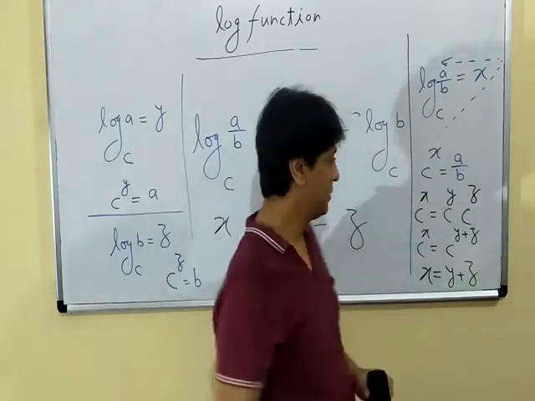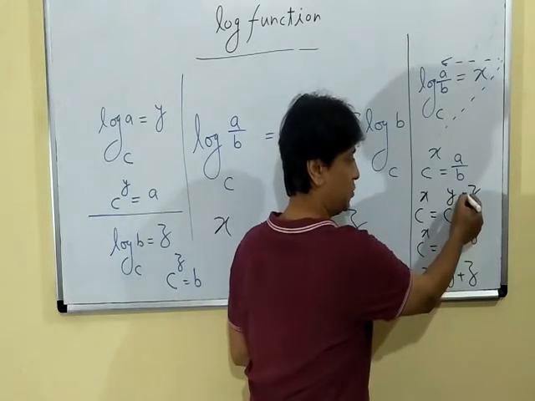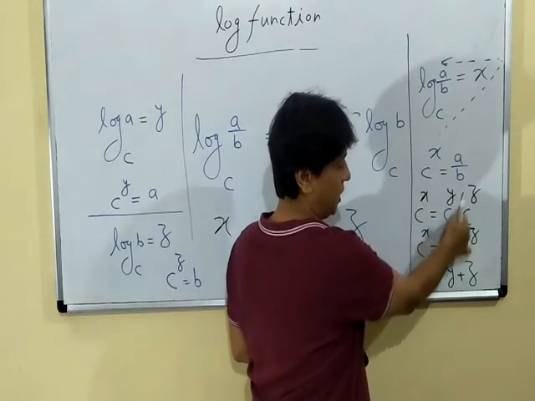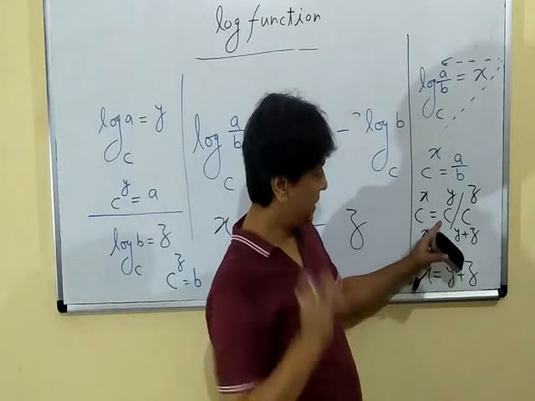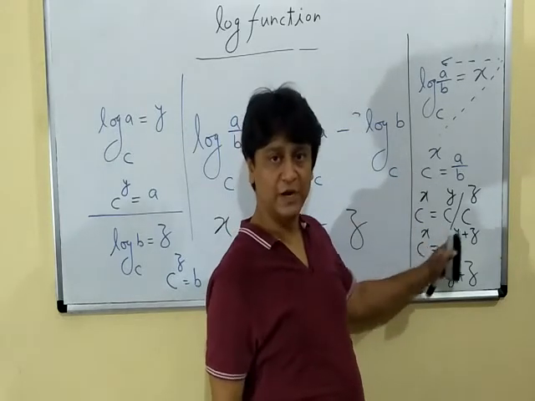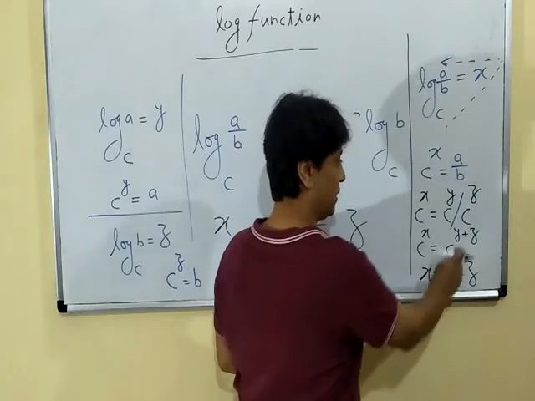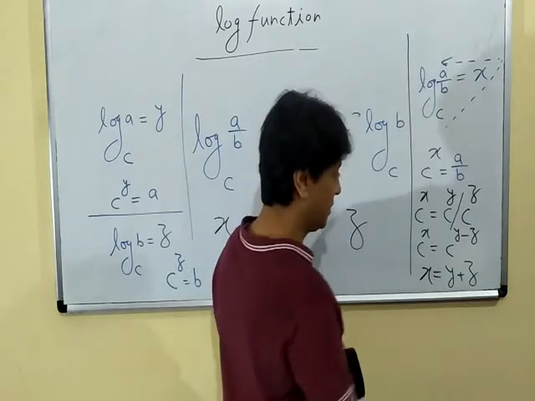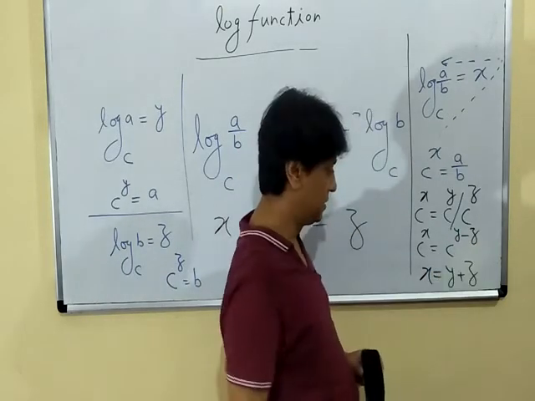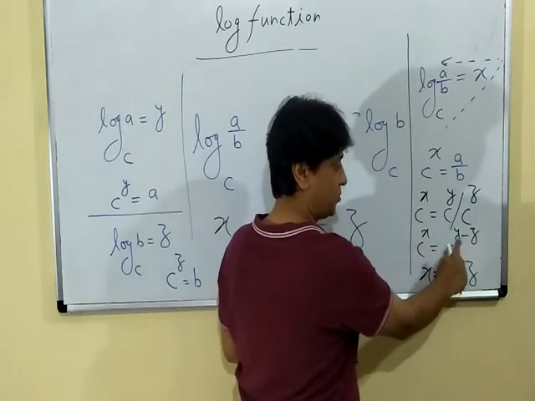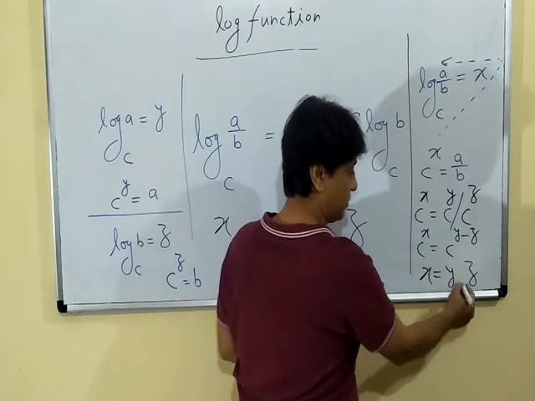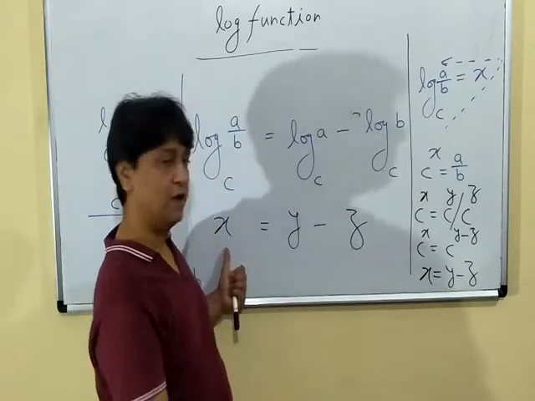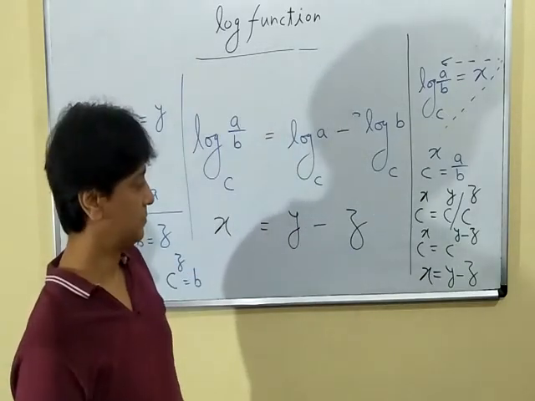Put values of a and b from this side. When you put values of a and b from this side, you get c to the power x is equal to c to the power y upon c to the power z. ये क्या लिखा हुआ है? क्या होता है ये? आपको पता है, डिवीजन में पावर्स को आप सब्ट्रैक्ट करते हैं and therefore it becomes y minus z. C to the power x is c to the power y minus z, which gives you x equals to y minus z. यही प्रूव करना था, x equals to y minus z.